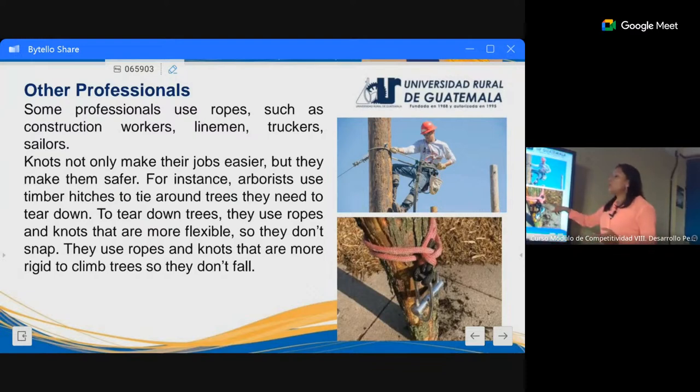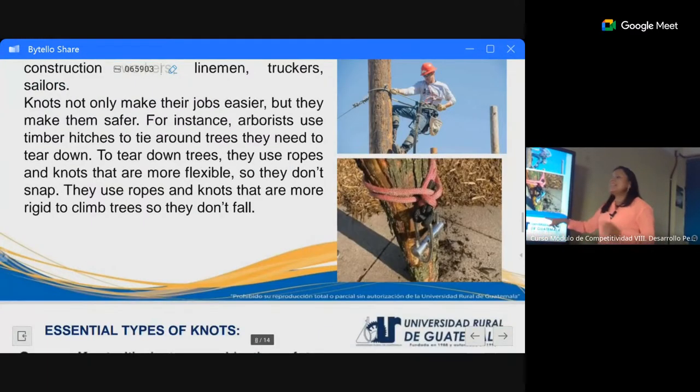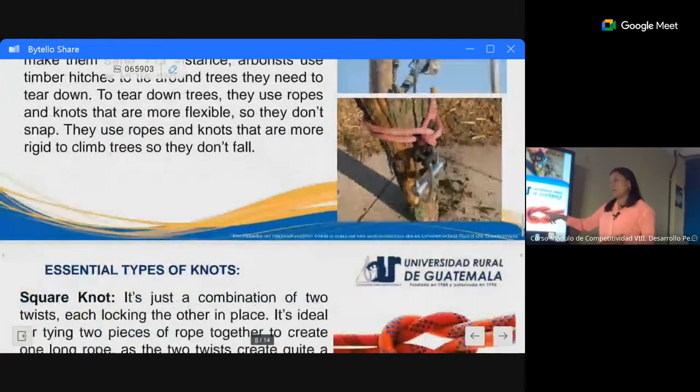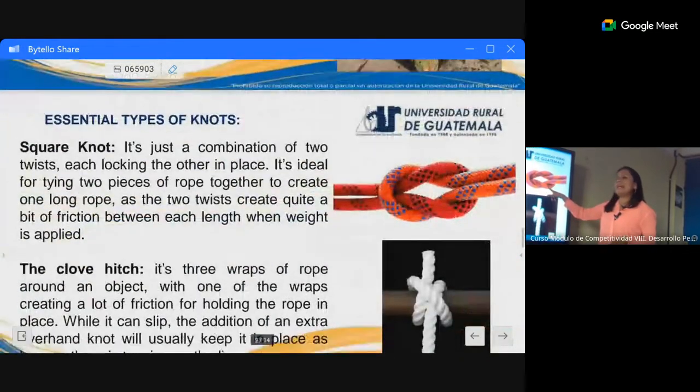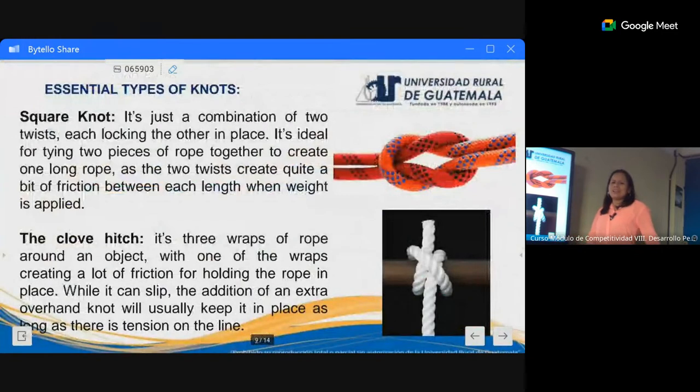And now we're going to learn the types. The essential types of knots. As I told you before, there are like 50 or 100 types of knots. And here I'm going to show you only 6.